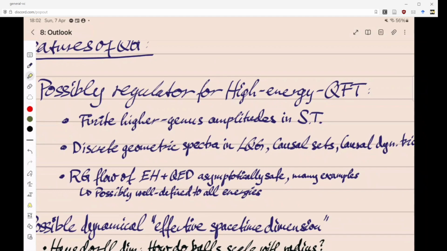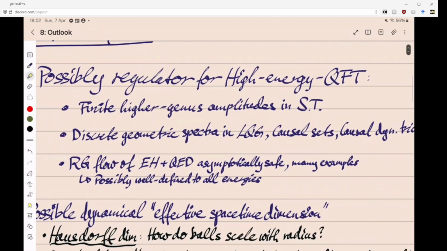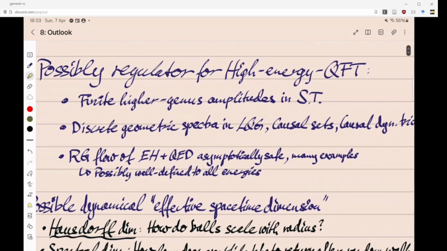QED by itself does not have this. QED is not well defined to all energies by those measures. But if you add the Einstein-Hilbert action to it, then it works. This is probably the most direct way because it doesn't use any fancy new technology. It just relies on renormalization group analysis. And in the end, it seems that it mostly comes from the fact that GR, or Einstein-Hilbert, or ADM, or whatever, have a set of symmetries which are restrictive enough to make the theory mostly finite.